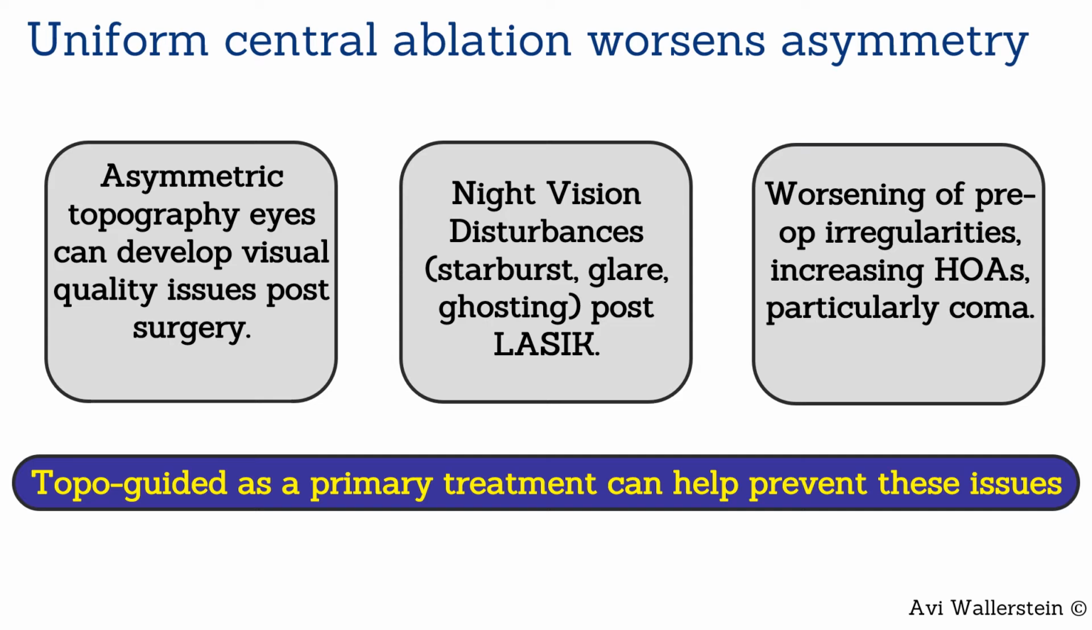These asymmetric pre-op corneal topographies can develop into quality of vision issues post-LASIK. This is due to a uniform central ablation worsening these pre-op irregularities, increasing HOAs, particularly coma, leading to quality of vision symptoms. Primary topography guided can help prevent these issues.